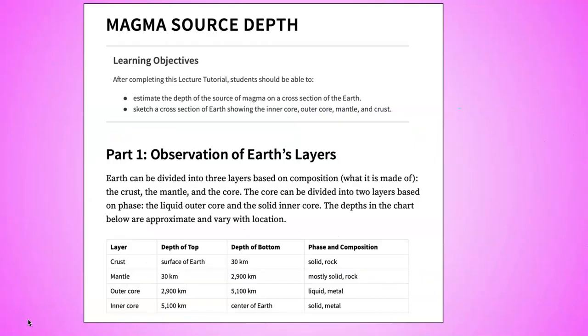The learning objectives are to estimate the depth of the source of magma in a cross-section of Earth, and to sketch a cross-section of Earth showing the inner core, outer core, mantle, and crust. So this is a bit of review from things we learned early on in the semester. Below is a table showing you each layer, the depth to the top of the layer, the depth to the bottom, and then its phase, whether it's solid or liquid, and its composition.